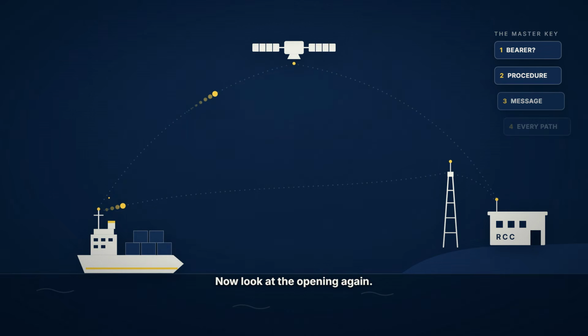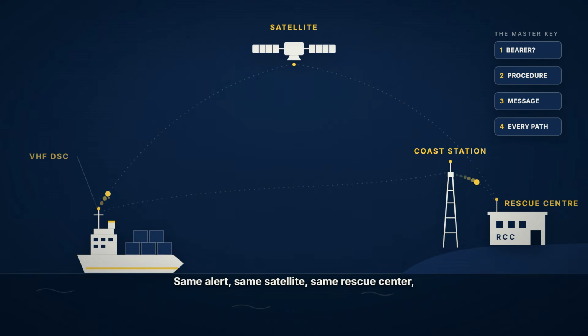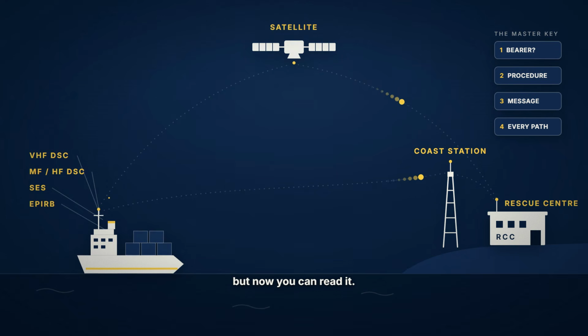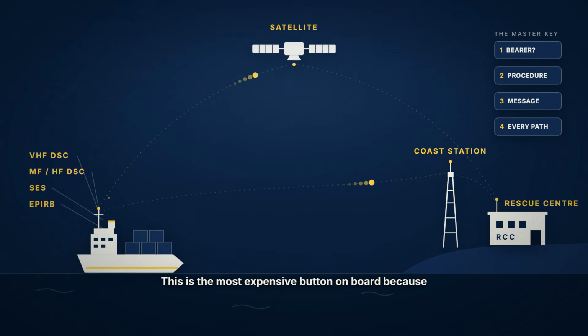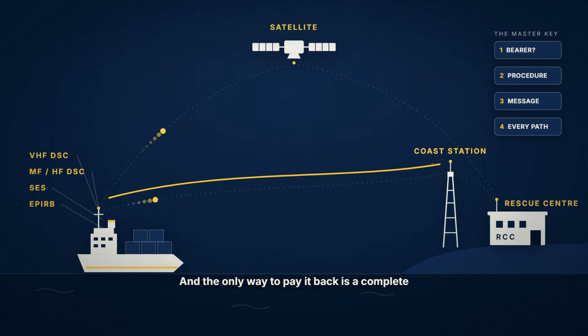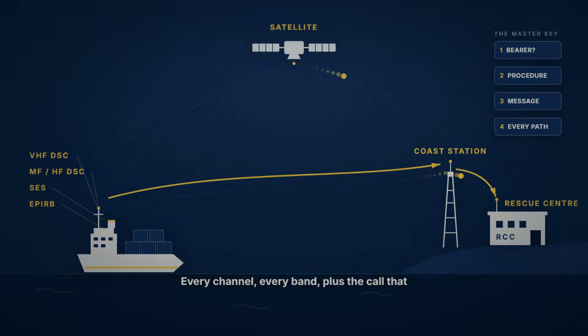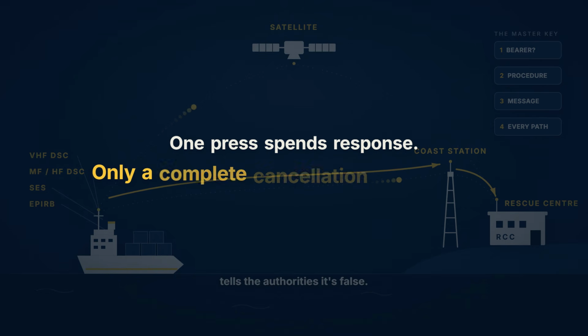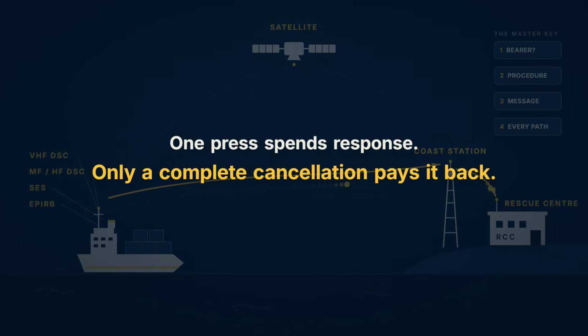Now look at the opening again. Same alert, same satellite, same rescue center, but now you can read it. This is the most expensive button on board because one press spends the thing search and rescue can never make more of: response. And the only way to pay it back is a complete cancellation. Every channel, every band, plus the call that tells the authorities it's false.